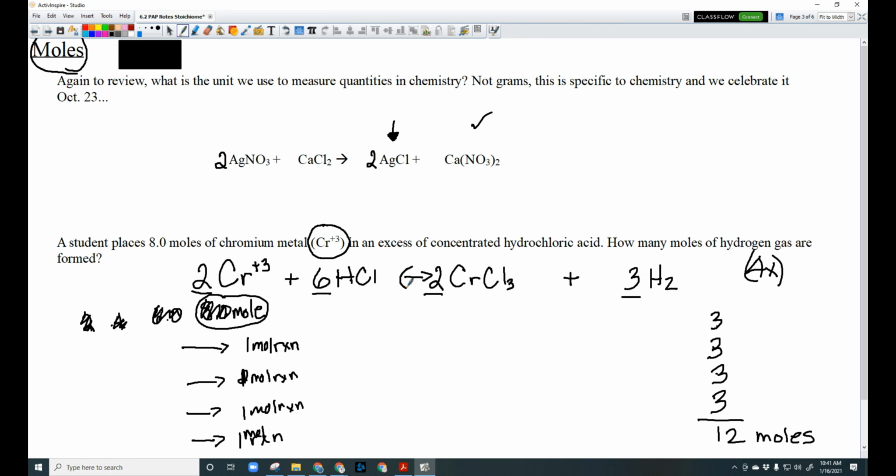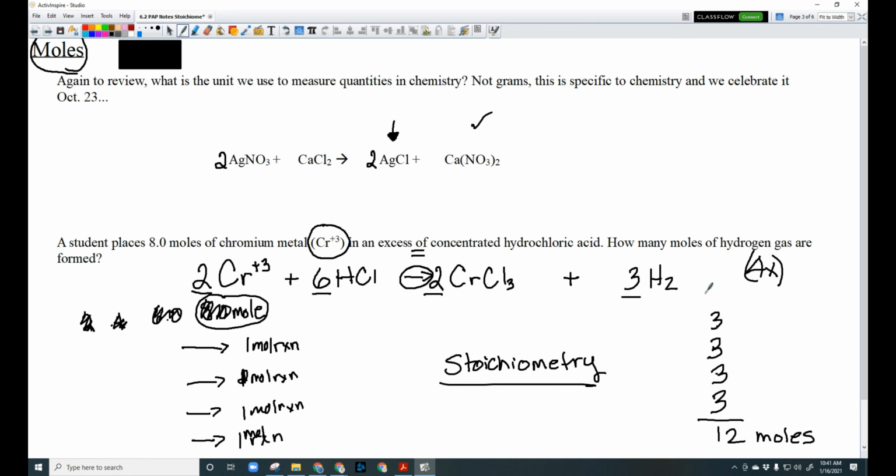If we think about this right here as an equal sign, we can see that 2 moles of chromium is going to equal 3 moles of hydrogen gas. This is called stoichiometry. That's all it is. It's a word that sounds hard, fancy, complicated, but it's really not. You're just using a balanced chemical equation to find out how much of something is needed or produced.